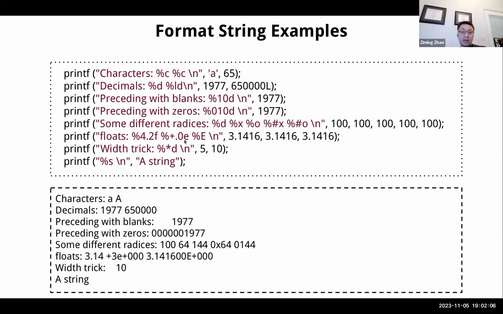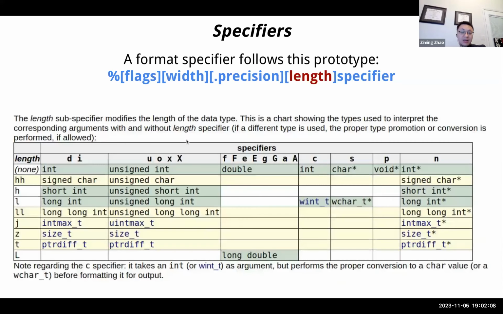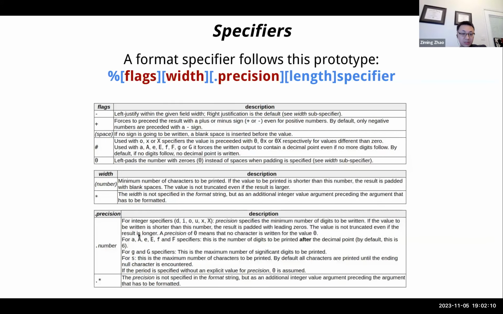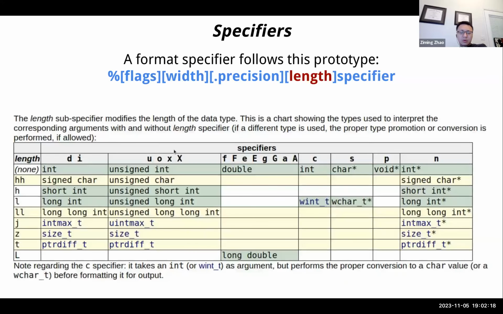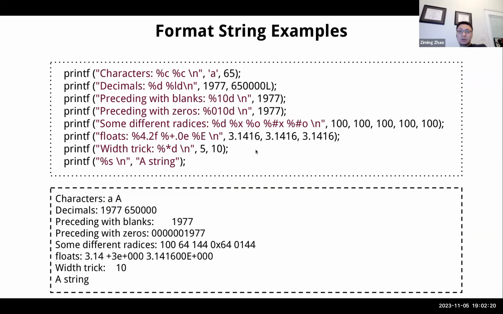Then the next one, we're actually using lowercase e. If you go here, we say it will print out somehow exponential or the natural logarithm number. I'm not sure. Okay, so that's for float numbers.